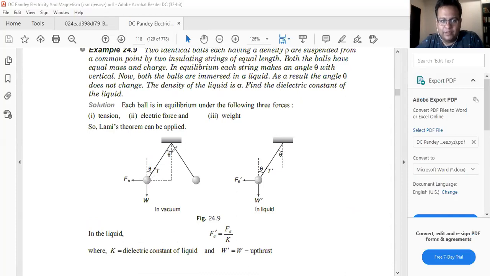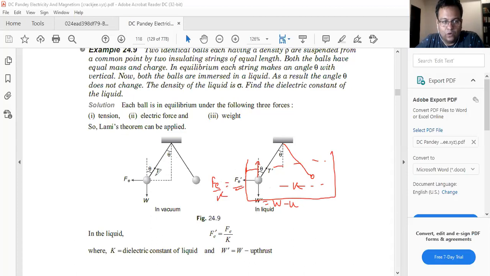In vacuum, they are making an angle theta. In liquid also, they are making the same angle theta. So if they are making the same angle theta, what is happening here? The electric force decreases because of the dielectric constant, and the effective weight decreases because of the upthrust. So W dash becomes W minus U, and Fe dashed is Fe by K.